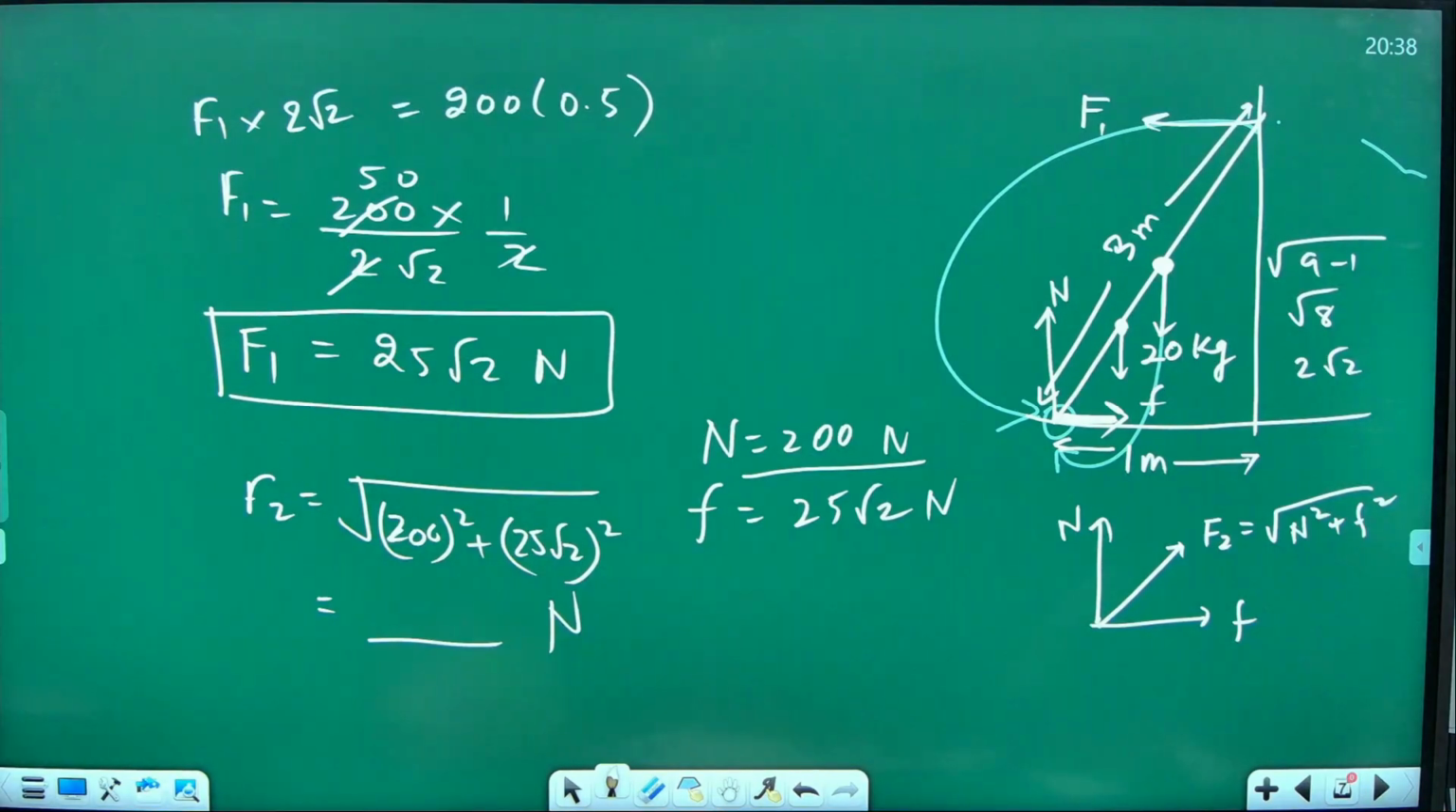Cases of partial equilibrium. What is that? That is there in the portion. Last class we discussed now, sir. If possible, could you recapture? I'll do it.